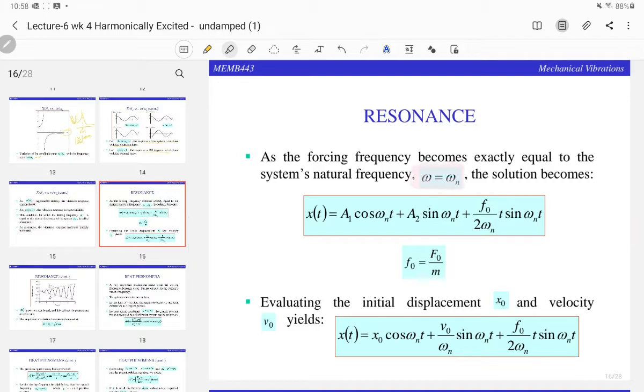So when we say the system is at resonance, again, omega equals omega n. So you can see the general solution is given as this, where your F naught equals F naught over m. So at initial displacement x naught and v naught, or x dot naught, you can see that this is actually your x(t), after you substitute your x naught and v naught using the equation that we had in the previous slide.